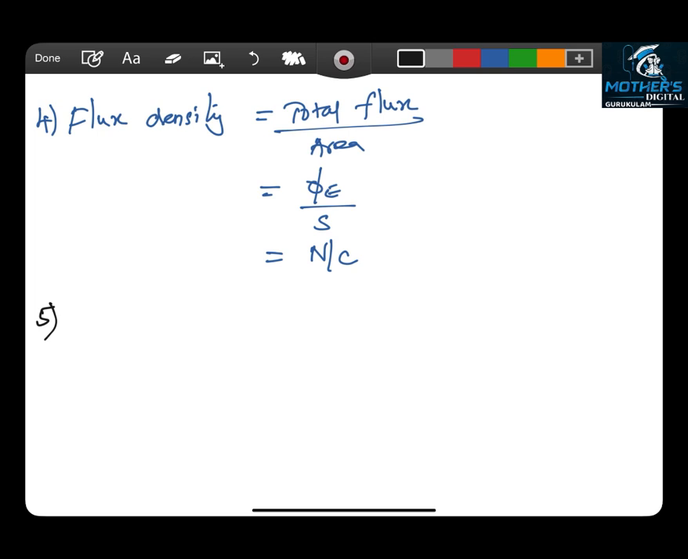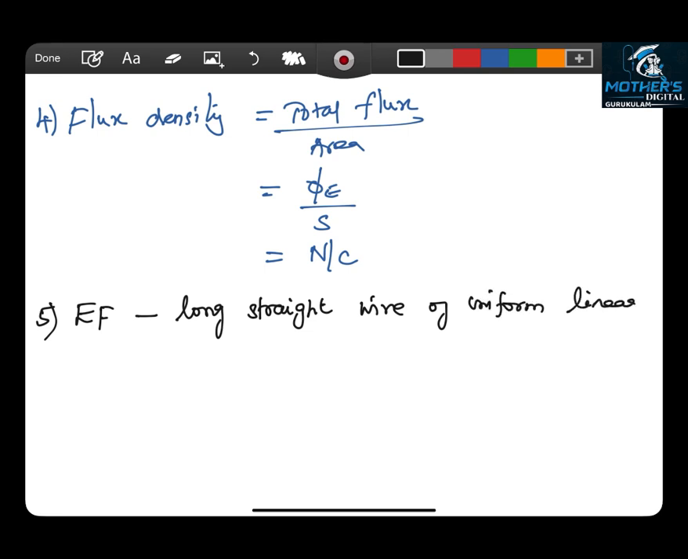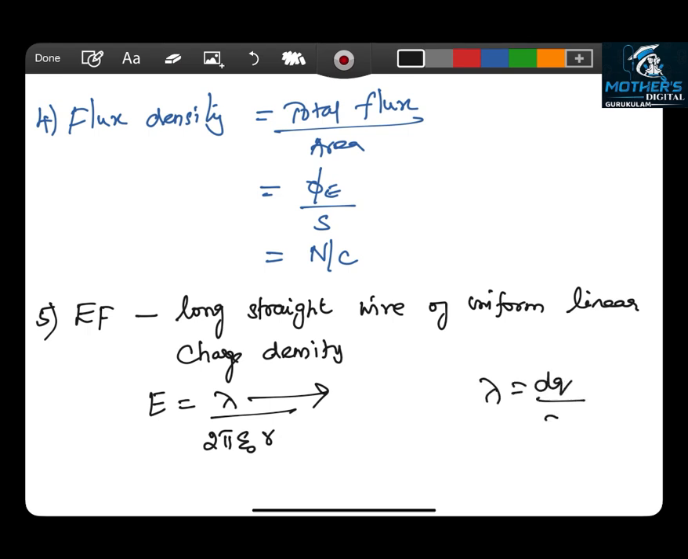Next formula, electric field of a long straight wire of uniform linear charge density. This is based on your Gauss theorem application, E equal to lambda by 2 pi epsilon naught r. So lambda is your linear charge density. Already we have discussed lambda equal to dq by dl.